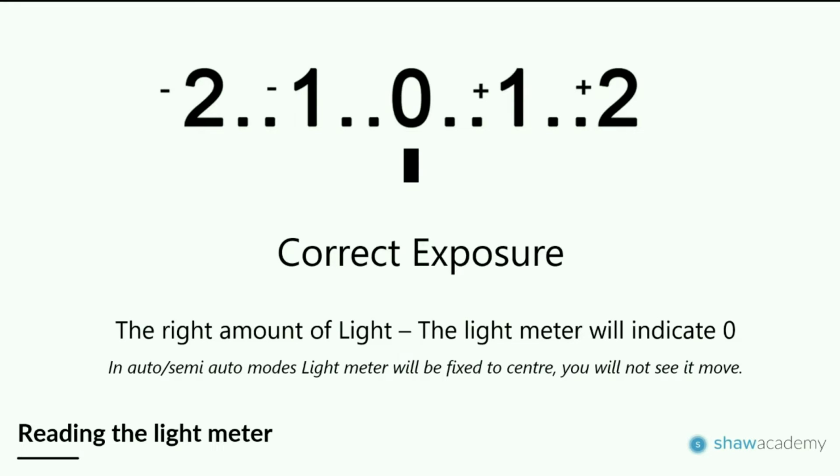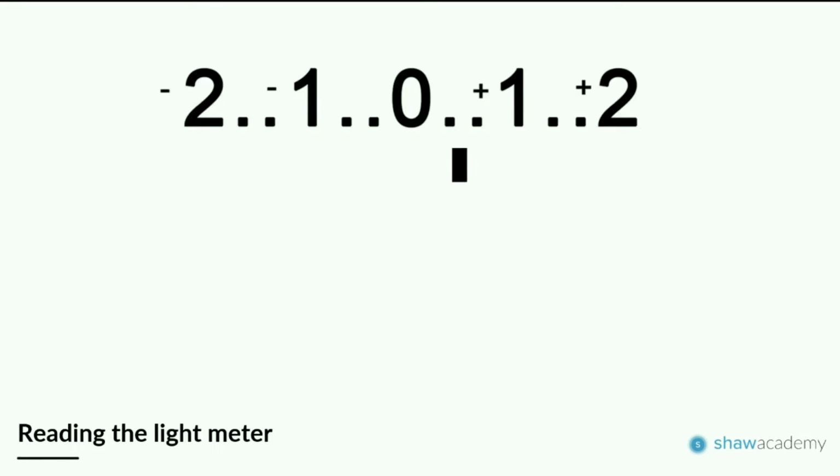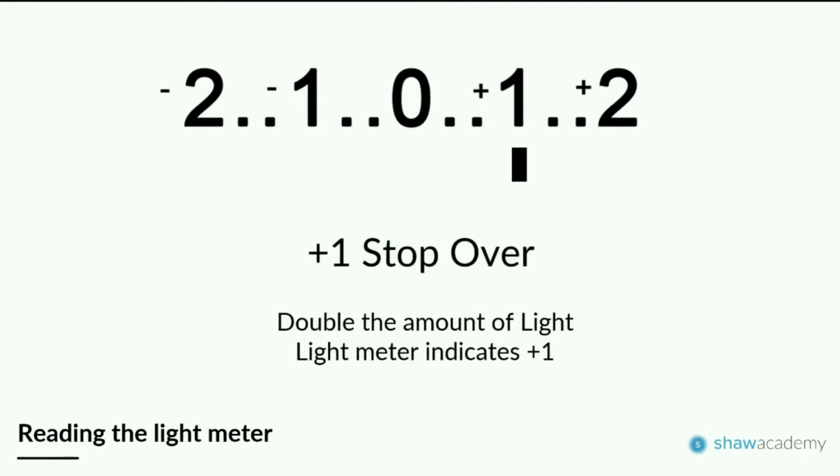If you happen to switch to fully manual mode and you start moving the camera around the room, you're going to see the light meter jump all over the place as the light changes. But in our semi-auto and auto modes, it remains fixed at the center, because remember, these modes just want to make sure that we get the correct exposure for the scene. Now, if I saw the light meter indicating +1 here, this means that it's one stop overexposed, and this means that there's double the amount of light coming into the scene. So remember, one stop, or adding a stop of light, is when we double the amount of light coming into the scene.